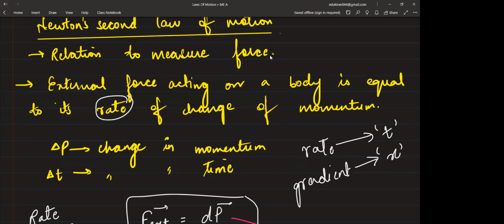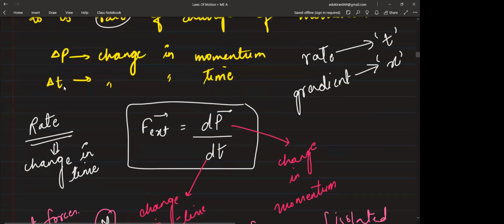So right now, which word is mentioned? Right now it is rate, meaning rate of change of momentum, which means the momentum changing with respect to time. So delta P over delta T, or you can say F external is dP over dt. Yes, Laika, you're asking something? No, ma'am. Okay.